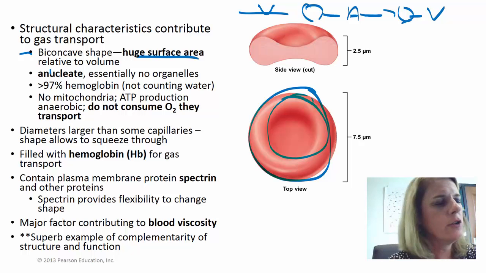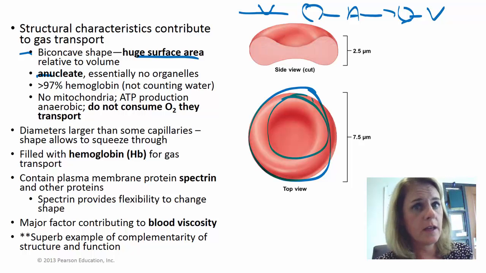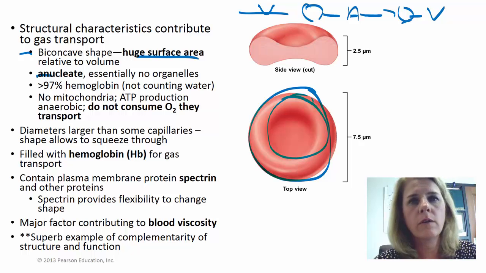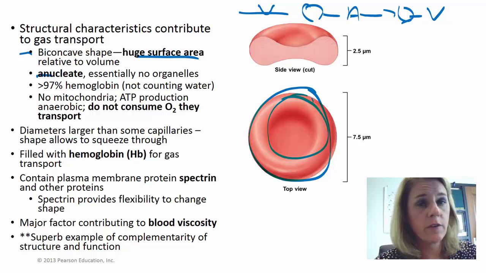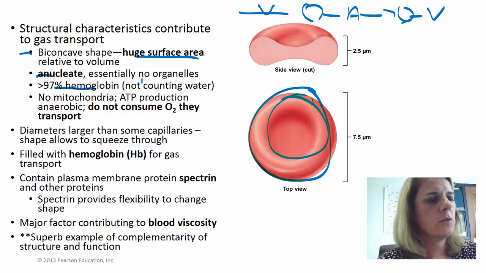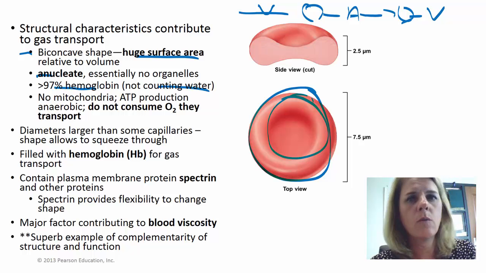These cells are anucleate, which means there is no nucleus. As the cell matures before it enters into the bloodstream, it spits out the nucleus and all the other organelles. That gives it more room, more volume in the cell to carry oxygen. So more hemoglobin, which allows it to carry more oxygen. If you look at a red blood cell, most of what the cell is made up of is hemoglobin, which is a protein that has an iron attached to it, which allows you to carry oxygen. So 97% hemoglobin with a little bit of water that's filling up that cell.